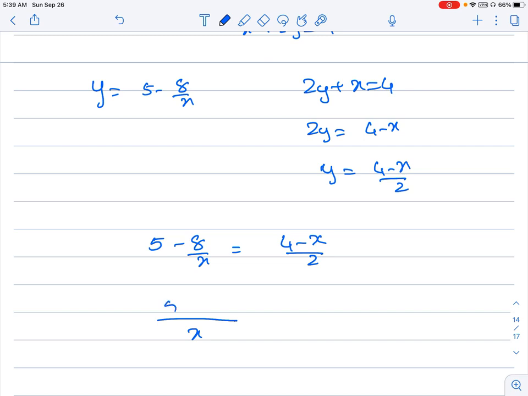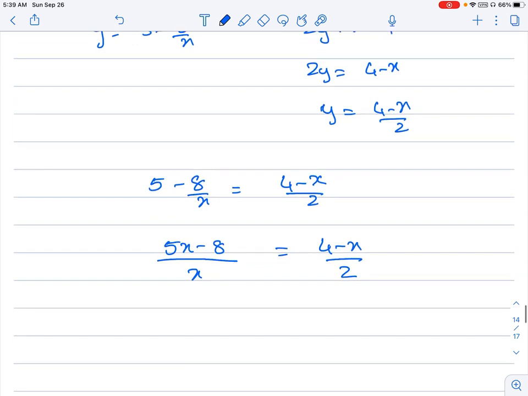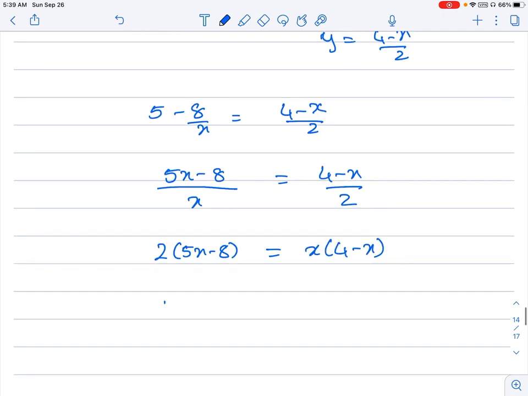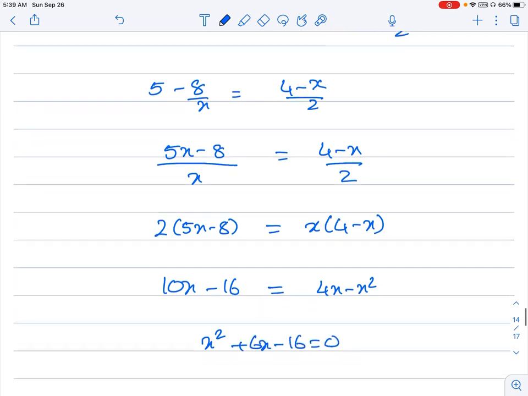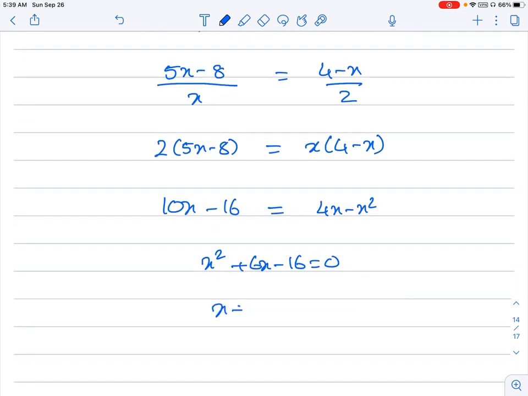So take the common denominator x: (5x minus 8)/x is equal to (4 minus x)/2. Then do the cross multiplication. 2 times (5x minus 8) is equal to x times (4 minus x). So it becomes 10x minus 16 is equal to 4x minus x squared. So you get the equation x squared plus 6x minus 16 is equal to 0. So this is (x plus 8) times (x minus 2) is equal to 0. So this gives you x is equal to negative 8 or x is equal to 2.